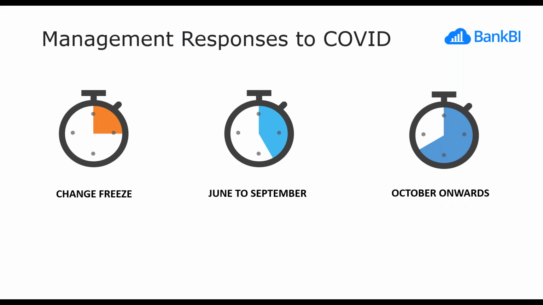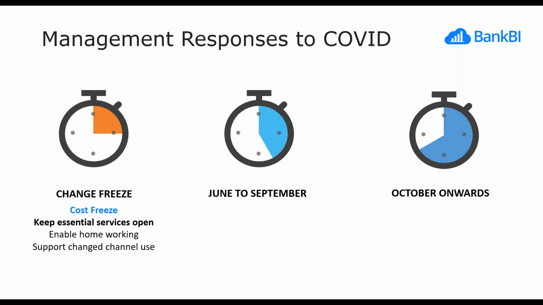The first one being what I'd classify as emergency mode right now. That's keeping those essential banking services open, making sure that staff can work remotely, and taking care of urgent customer support needs. That includes making sure that all the digital and mobile channels are able to cope with increased demand. So the focus here has been on cost and change freezes up until now.